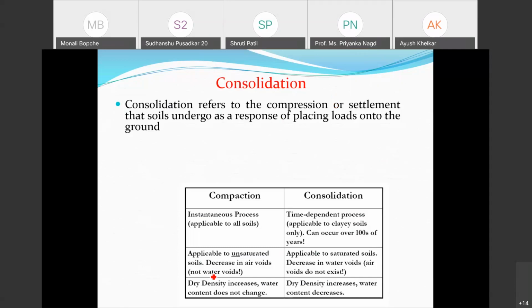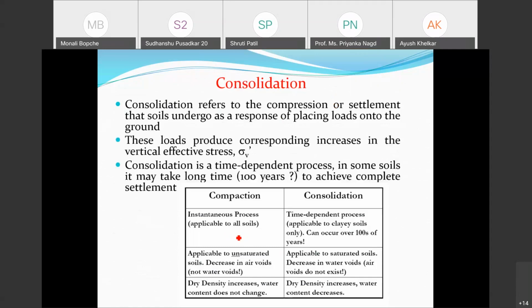So this is an instantaneous process, whereas this is a time-dependent process. It takes more than 100 years to complete the 100% consolidation of the soil. Compaction is applicable to unsaturated soil; compaction is achieved only in unsaturated soil, and consolidation takes place only in saturated soil. In compaction, dry density increases and water content decreases. Here, dry density increases and water content does not change after a certain period.